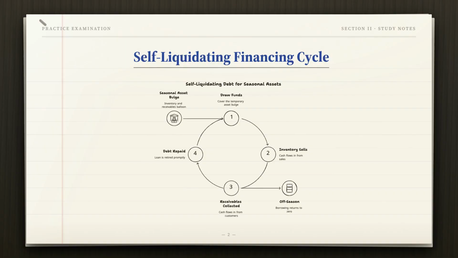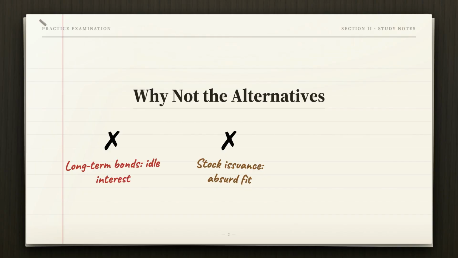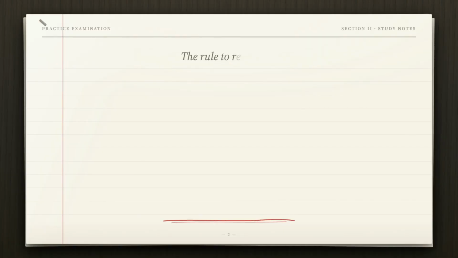Temporary inventory sells, receivables get collected, and that cash retires the short-term loan on the same seasonal clock. The financing lasts exactly as long as the asset it supports, so no interest is paid once the season ends. Funding a 2-month bulge with long-term bonds means paying interest for 10 idle months, and issuing stock each season would tie a permanent source to a fleeting need. Only short-term debt, drawn and repaid on the seasonal schedule, fits the temporary asset's short life.